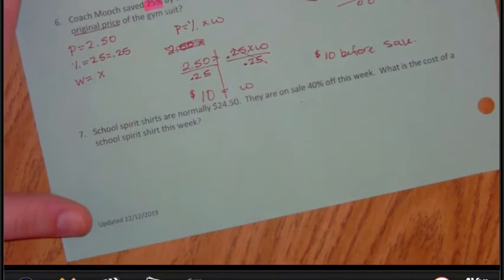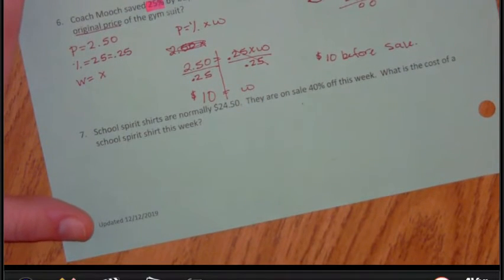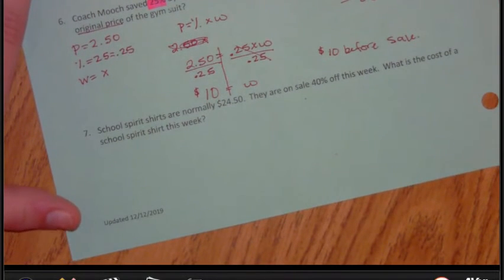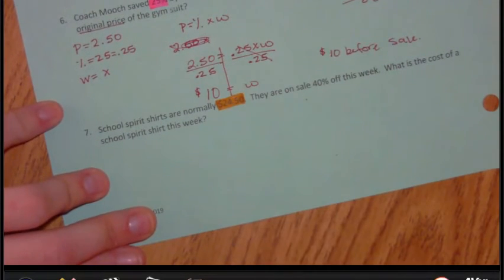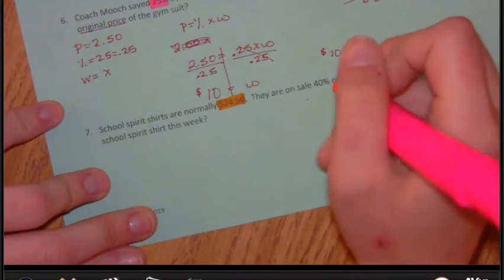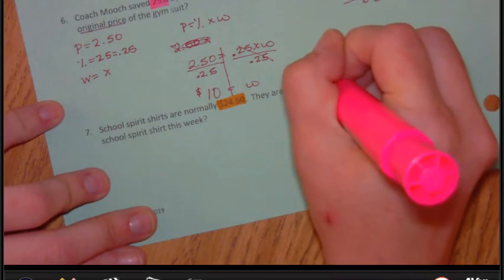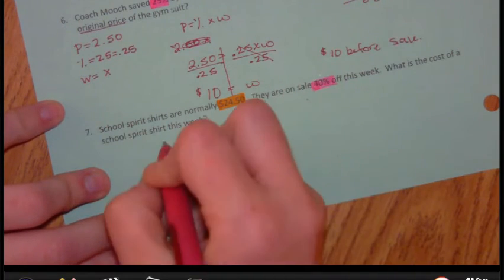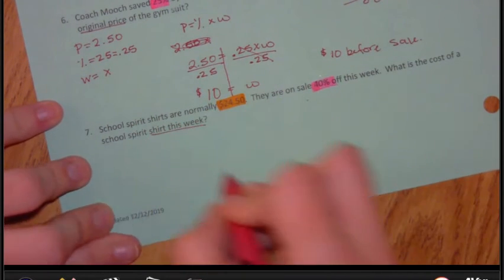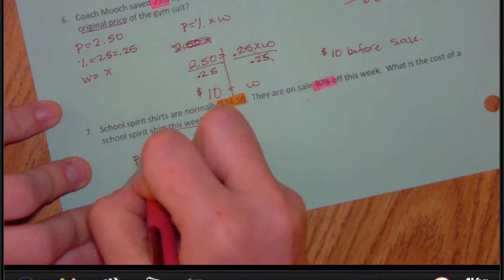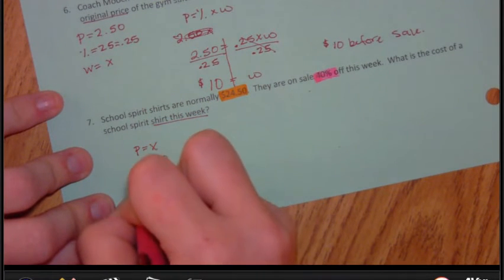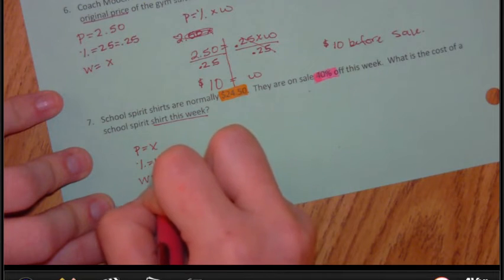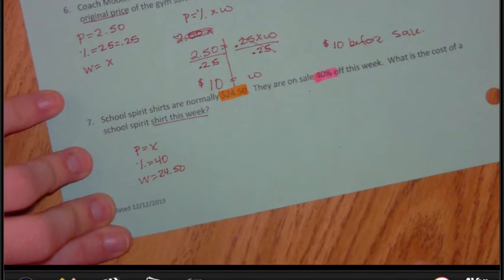All right, and then the very last one, number 7, the school spirit shirts are normally $24.50. Okay, when I hear that, I think that's my total. Okay, they are 40% off this week. What is the cost of the school spirit shirt this week? So I'm locating my part. So the part is what is unknown. My percent is 40%, and my total is $24.50.